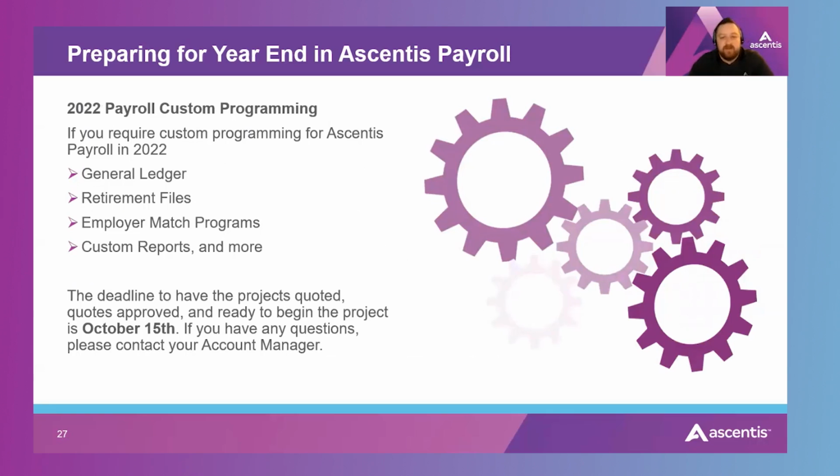If you are anticipating needing any custom programming for payroll items such as general ledger, retirement files, employer match programs, or even custom reports, the deadline to have these projects quoted and approved and ready to begin will be October 15th. If you have any questions, please contact your account manager for details.